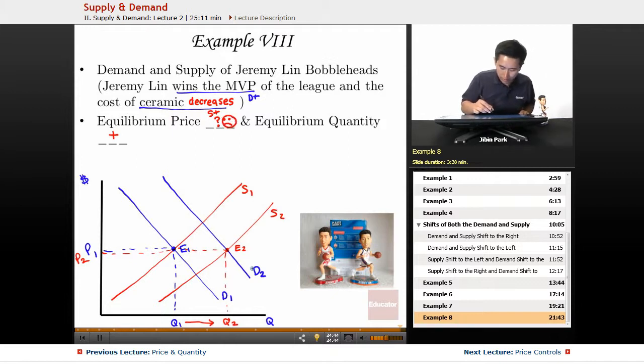So again, if the demand shift to the right was greater than the supply shift to the right, then the price of the bobblehead will go up. However, if the supply shift to the right was greater than the demand shift to the right, then the price would go down. But because we don't have the information, it's indeterminate or unsure.